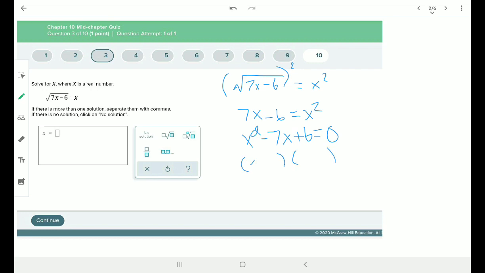I know that x times x equals x squared, and now I need 2 numbers that multiply to give me 6, but add to give me 7. The only way that this works is with a 6 and a 1, and since my 6 is positive and my 7 is negative, they both have to be negative. So then I get x equals 6 or x equals 1. So either of these would work. You could separate them by commas in your answer when you plug it in.